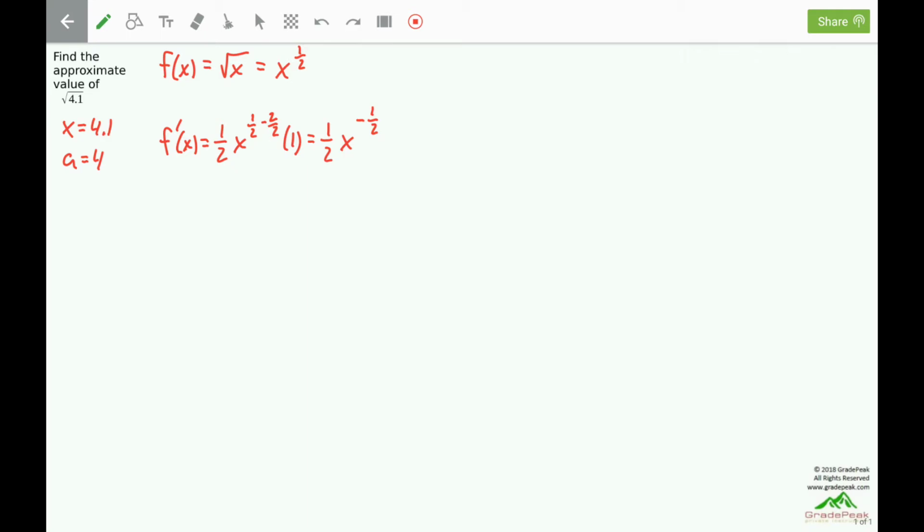Since we have a negative exponent, we will want to rewrite this by moving it to the denominator with the 2 that's already in the denominator, and it will now be a positive 1/2 power. And positive 1/2 power can be replaced with the square root to the first power of that x.